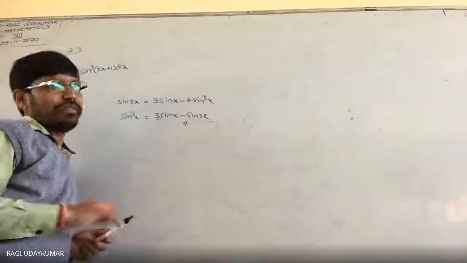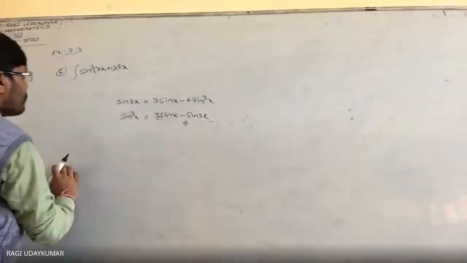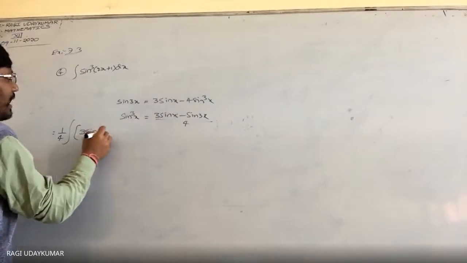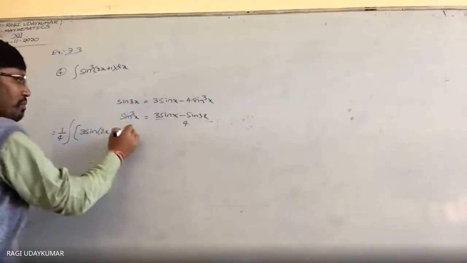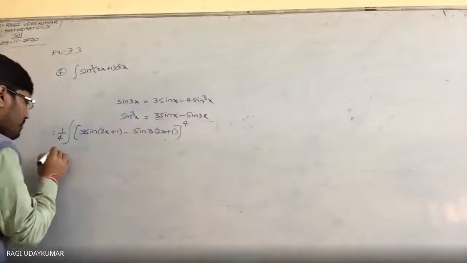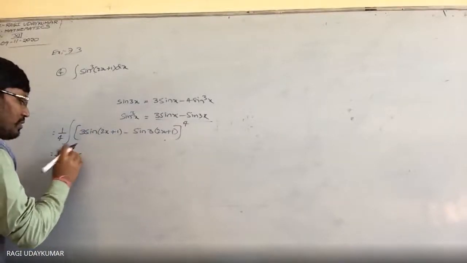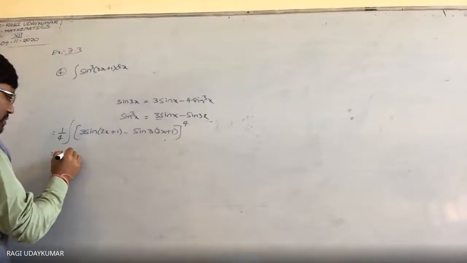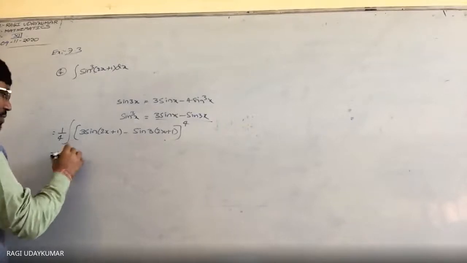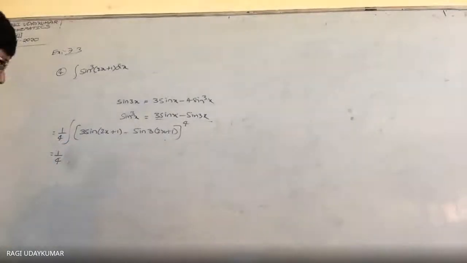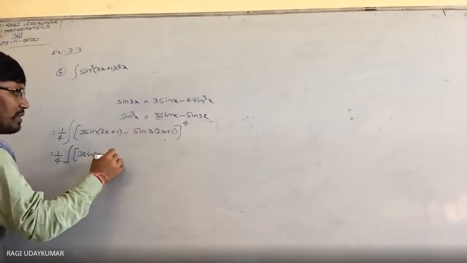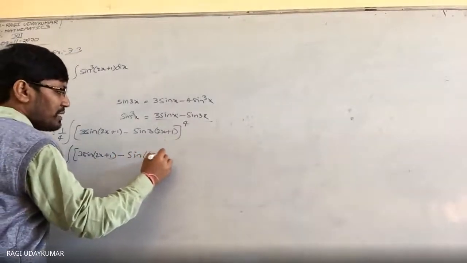Okay. So now can you write like this one? 1/4 बाहर लिखना है. ये आइडेंटिटी यूज करो. 3 sin x का प्लेस में 3 sin 2x plus 1, minus sin 3 into 2x plus 1. इसको सिंप्लीफाई करो. 1/4 इंटीग्रेशन ऑफ 3 sin 2x plus 1 minus sin, 3 मल्टीप्लाई करो, 6x plus 3.